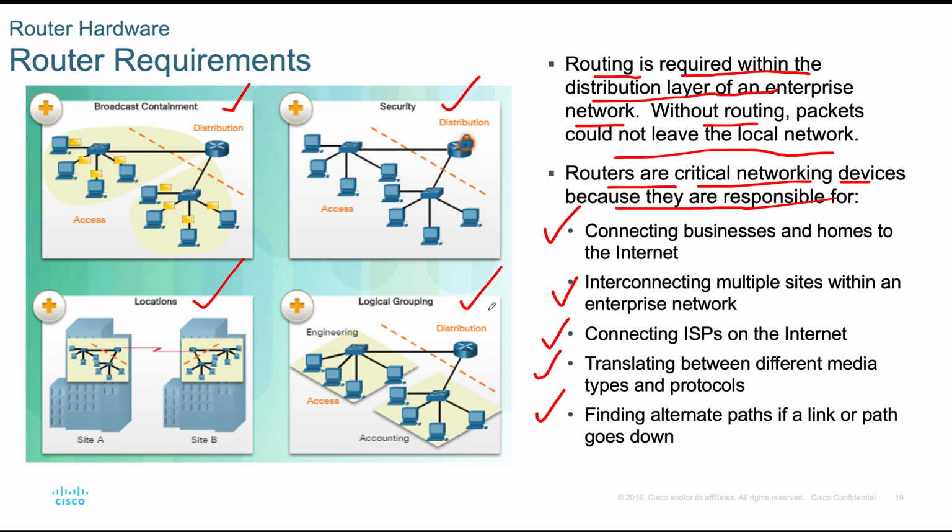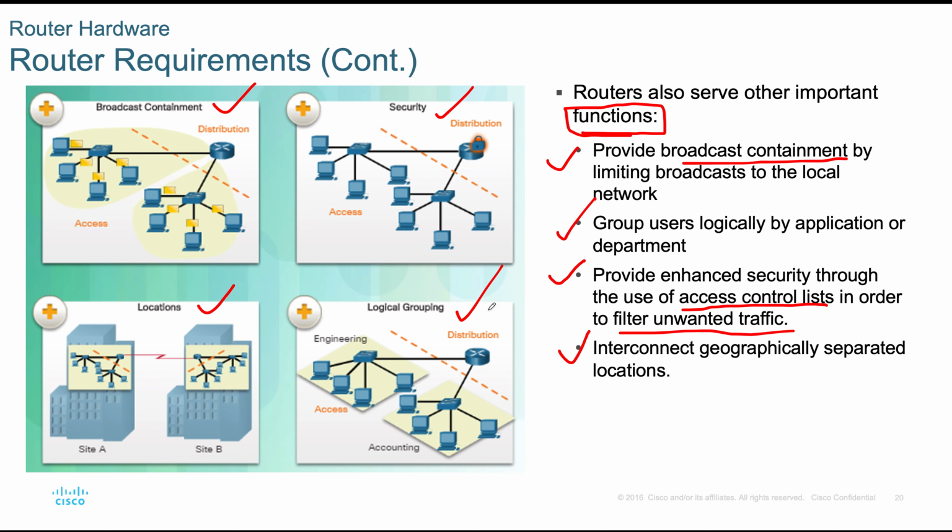In fact, it is the heartbeat of a network, okay? A wide area network. If you want to extend to the internet, you cannot have a gateway to the internet without a router. Is that okay? So finding an alternate path is also a function. Finding an alternate path if a link or path goes down is a very fine function of a router.